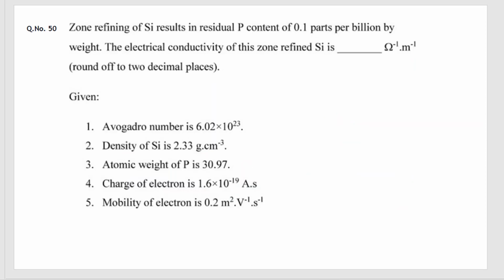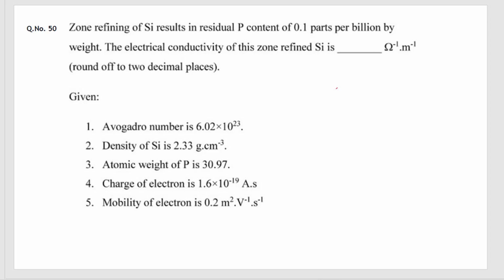Okay guys, so next let us move to the next question. Zone refining of silicon results in residual P content of 0.1 parts per billion by weight. The electrical conductivity of this zone refined silicon is this. The given things are Avogadro number, density of silicon, atomic weight of phosphorus, charge of electron, and mobility of electron. So this is a problem of conductivity in the case of an extrinsic semiconductor, where we are adding some amount of P.